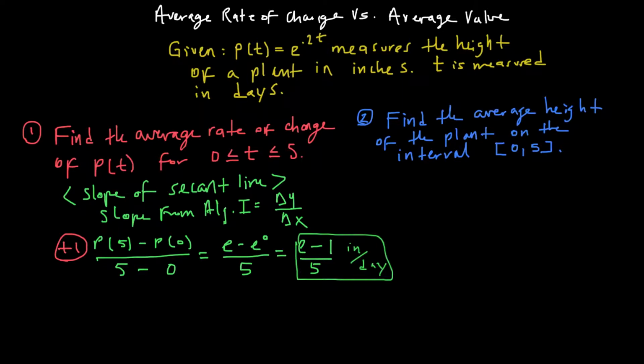Now let's talk about the next one, which is... and by the way, that gets you the other point, having the right answer. Now number 2, find the average height of the plant on the interval 0 to 5.